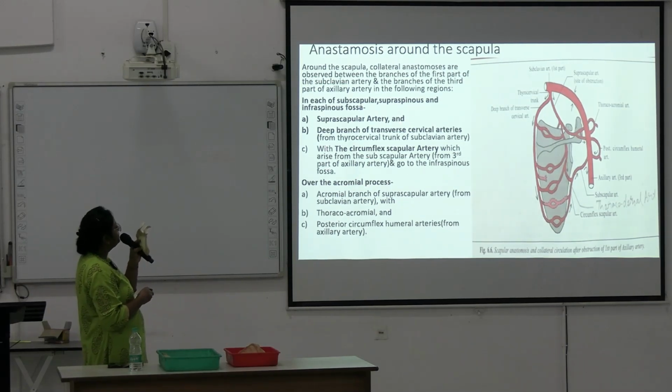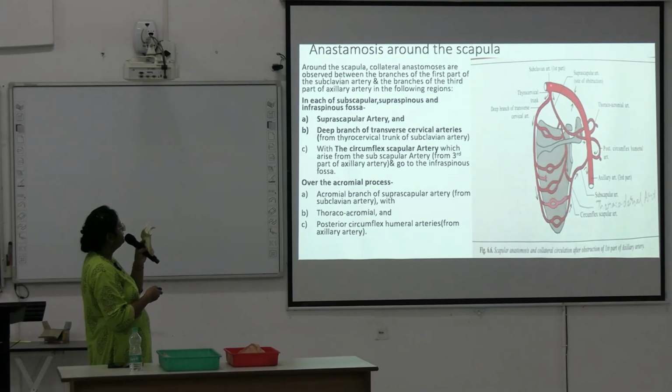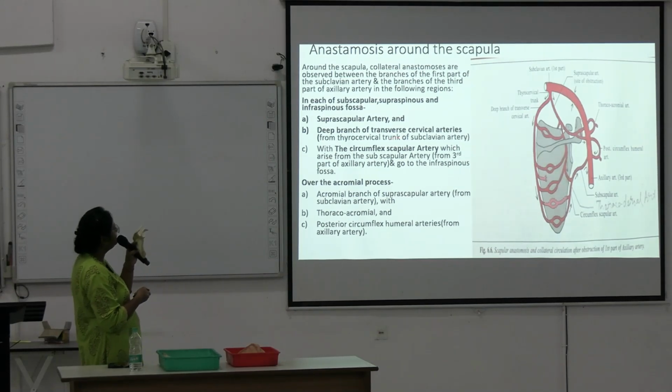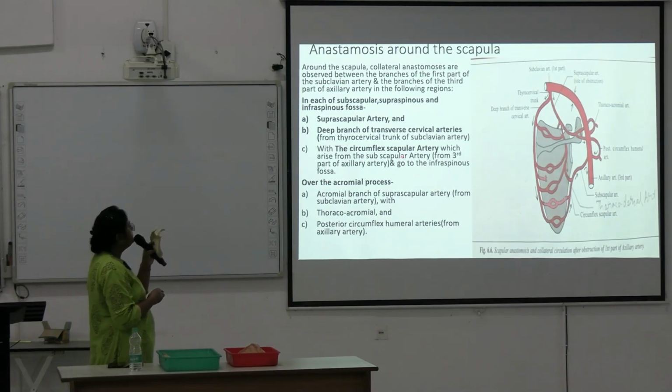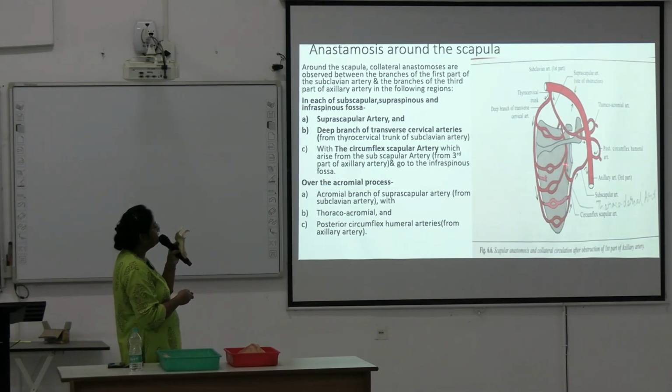In the three fossae, these arteries are lying: the suprascapular artery, here; the deep branch of the transverse cervical artery, here, a branch from the thyrocervical trunk of the subclavian artery; with the circumflex scapular artery. Here the circumflex scapular artery comes, which arises from the subscapular artery, a further branch from the third part of the axillary artery, and goes to the infraspinous fossa.